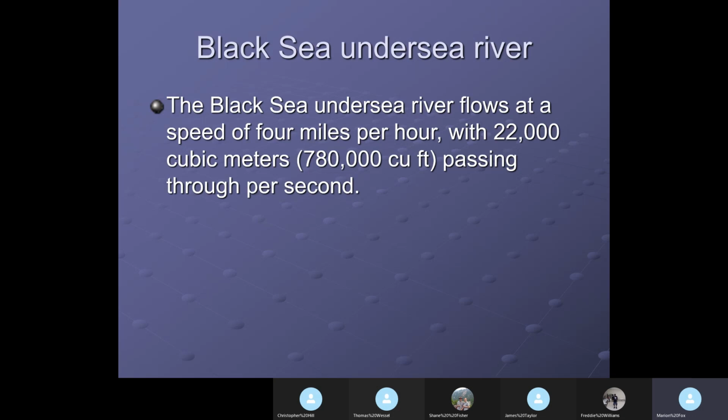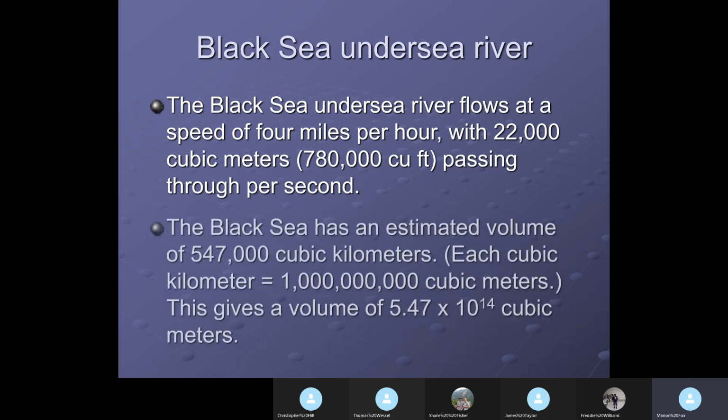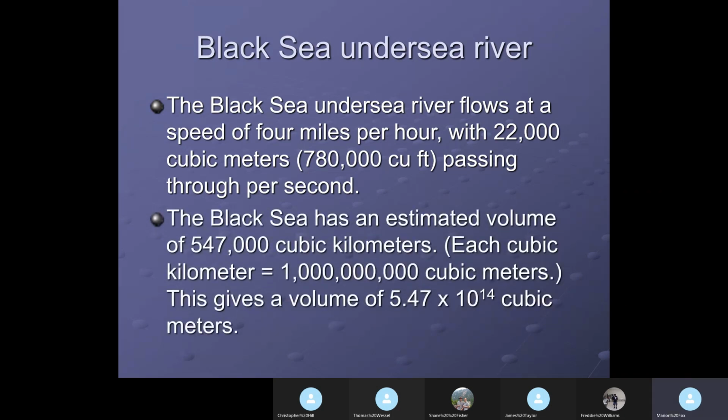780,000 cubic feet of water every second. The Black Sea has an estimated volume of 547,000 cubic kilometers, and a cubic kilometer is 1 billion, I guess, 1 billion cubic meters. Now, a billion in the United States is a 1 with 9 zeros after it. That's what we have here.